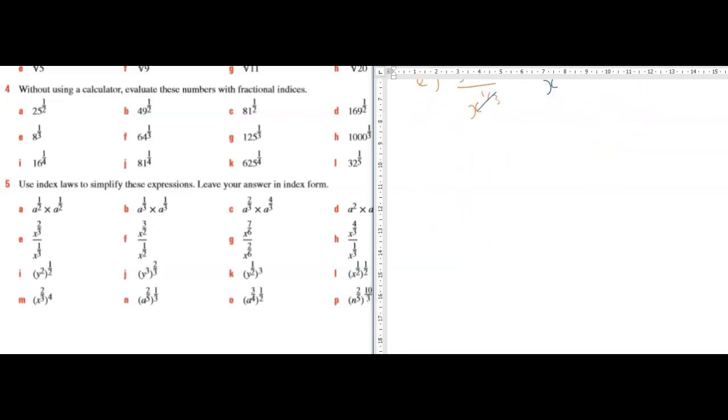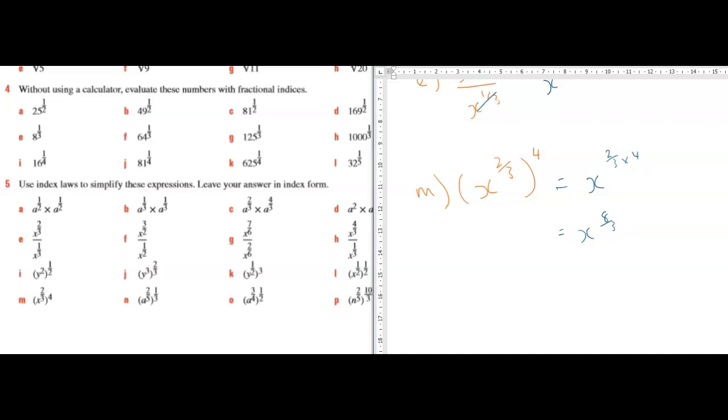All right, let's do one more. Let's do m. So we've got x to the power of 2 over 3, all to the power of 4. So using your knowledge of index laws, these are multiply. So it's going to be 2/3 times 4. So that's 2 times 4 gives you 8, so 8 over 3. So x to the power of 8 over 3.